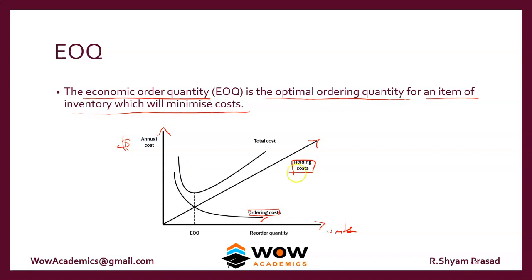But now the problem arises: if you hold more units, holding cost will go up. But if you order goods in bulk, you will get quantity discounts, and the ordering cost goes down. So somewhere there has to be a trade-off between these. That trade-off is what EOQ tells you. The lowest point when you add both the holding cost and ordering cost refers to the EOQ. So EOQ tells you the optimal ordering quantity, how many units you should order in each batch for an item of inventory, which will minimize the inventory cost. So that's about the EOQ.